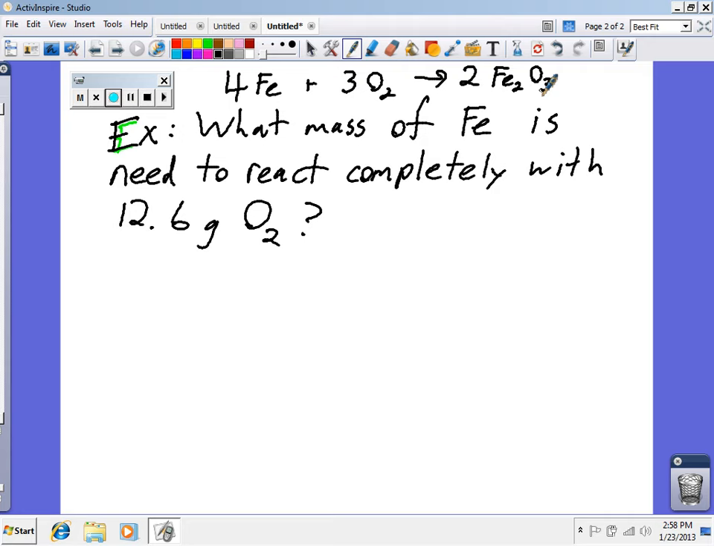So we're going to set up this problem the same way we did the last one. Start with what we know, and we're going to start way over here. 12.6 grams of O2. Let's try that again. Pen doesn't seem to want to work. 12.6 grams of O2.